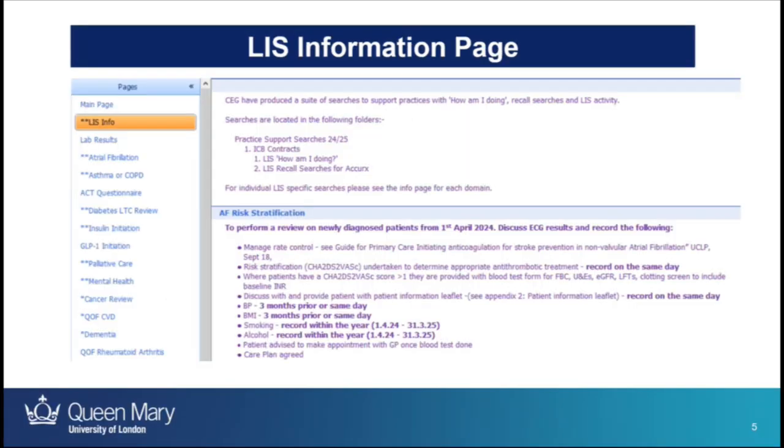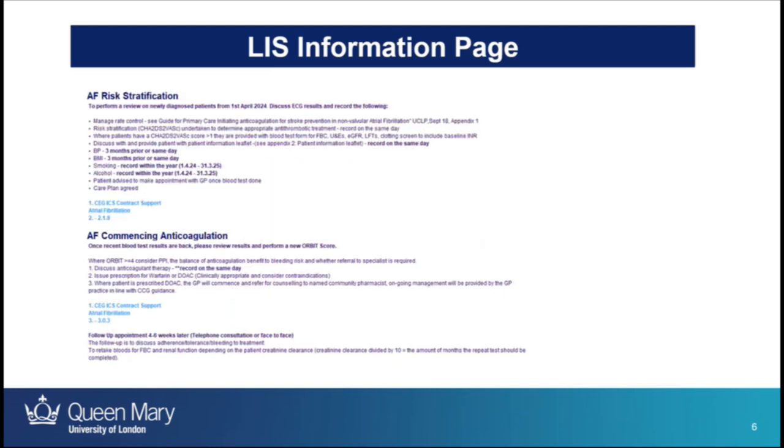This is the LIS information page within your EMIS template, and if anyone forgets what they need to do for payment, whether it be doctors, nurses, social prescribers, they can click on this part within the template and it will tell them exactly what needs to be done for each LIS to receive payment. And then this is what it looks like in your System 1.